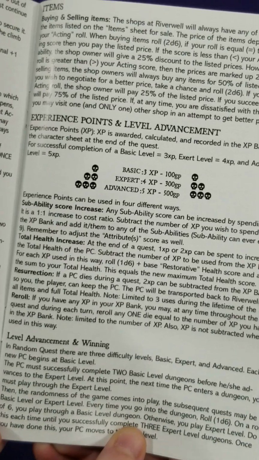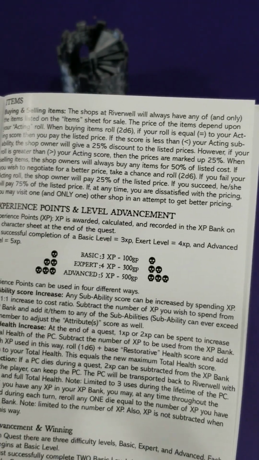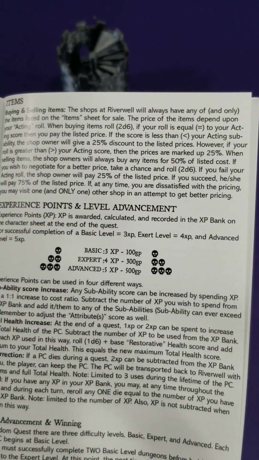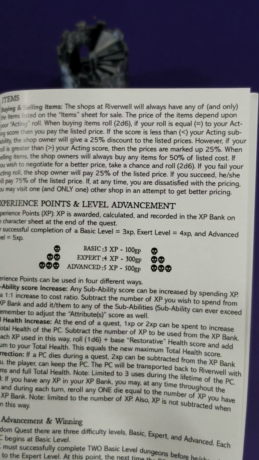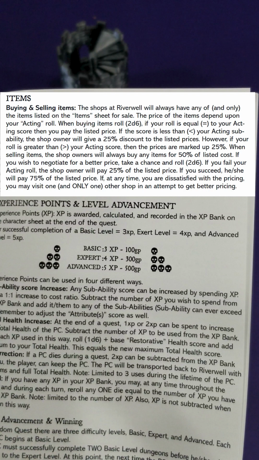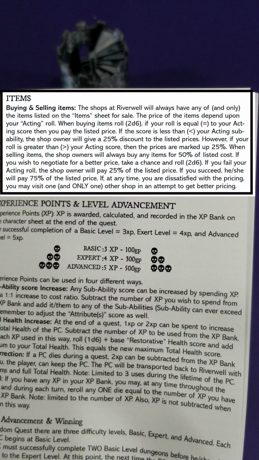We are going to go onto the previous page and look at buying and selling items. The first thing that we really need to focus on is buying, because we don't have anything to sell yet. For this part, we're focusing on how the shops at Riverwell will always have any of and only the items listed on the item sheet for sale. The price of the items depends upon your acting roll.